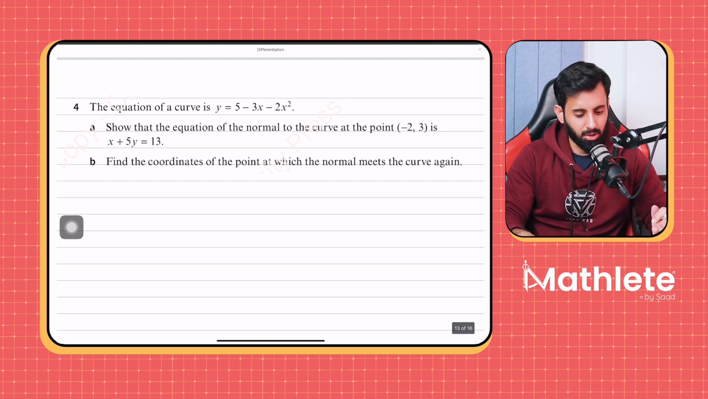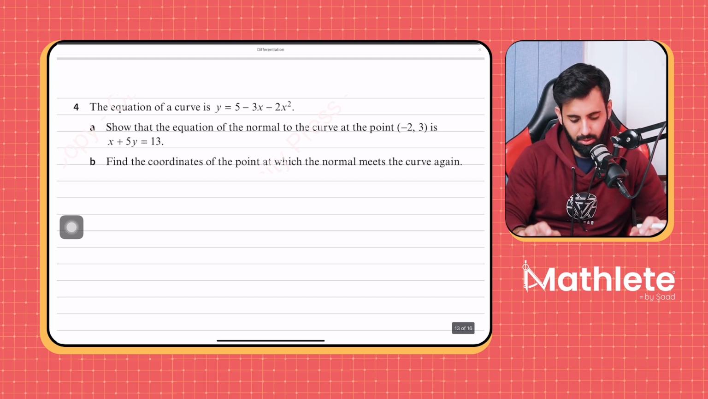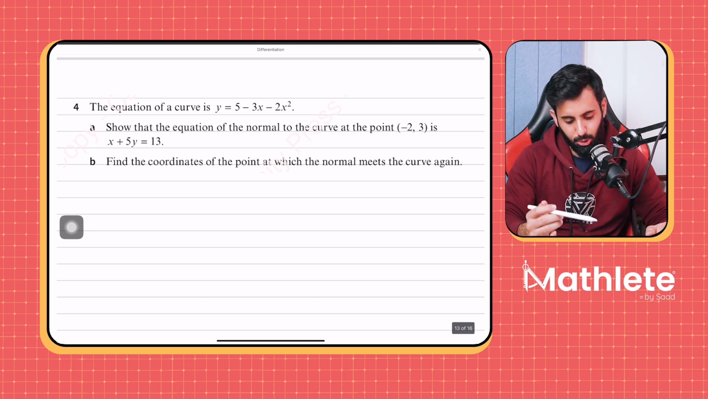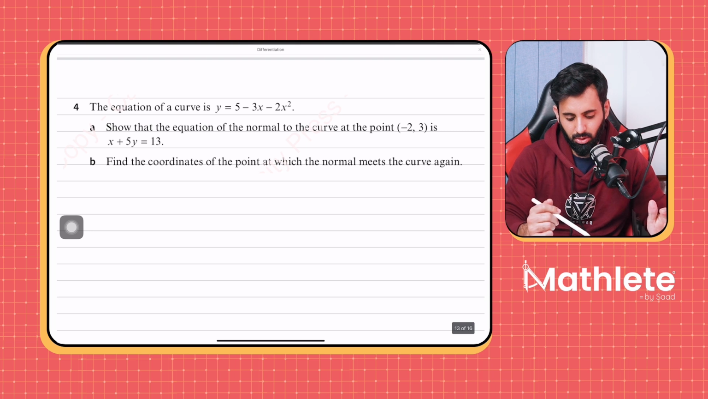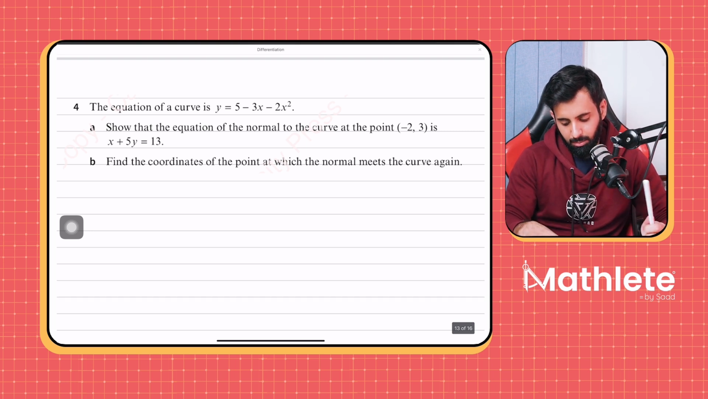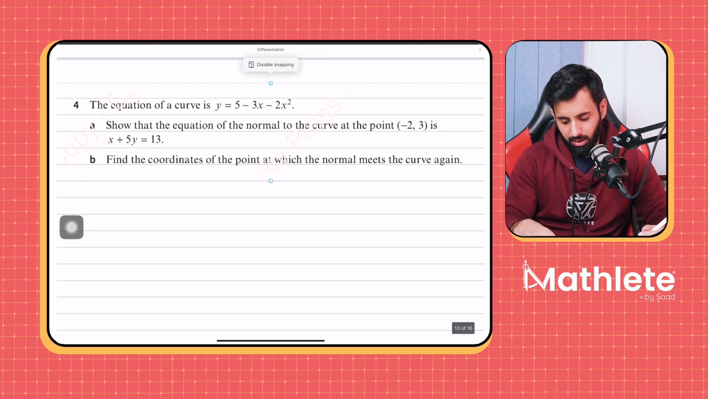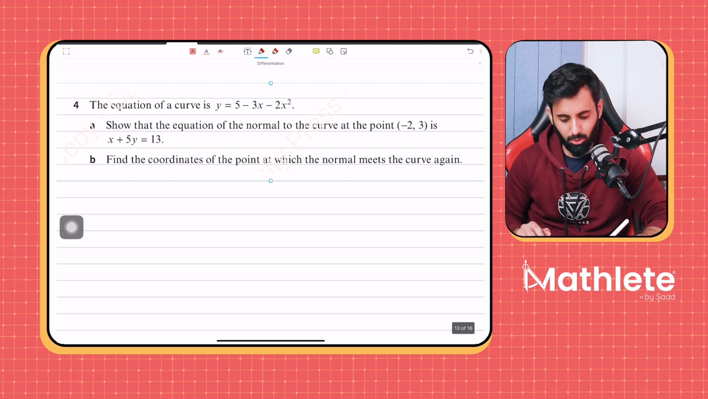Okay, so here's a question. This is not a past paper question, it's from the book, but let's see what it says. The equation of a curve is so and so. Show that the equation of the normal to the curve at the point (-2, 3) is so and so. Find the coordinates of the point at which the normal meets the curve again. We'll worry about part B later. First, let's get through part A.